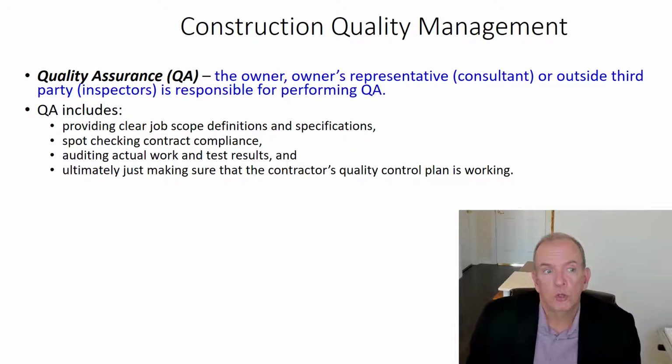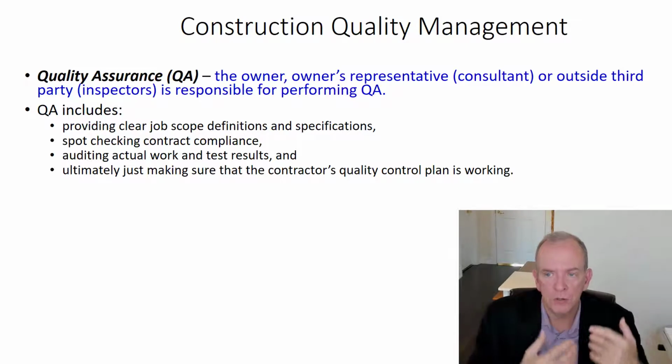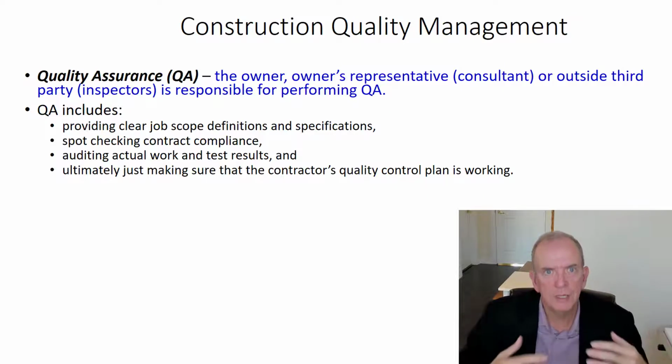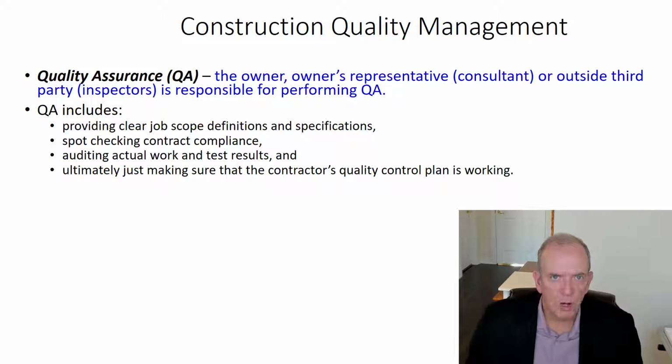QA provides clear job scope definitions, specifications, spot checking, contract compliance, auditing of actual work and test results. It's really looking at the systems that you have in place from that perspective. You also may have the owner's representative, consultant, or outside third-party inspectors responsible for making sure that quality assurance is taking place. Like in the commissioning process, you have a third-party agent that comes in, and they're making sure that the building systems are operating the way that the design intended them to operate.